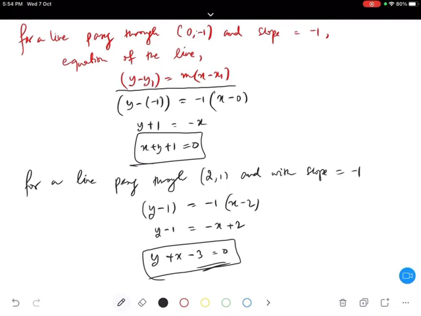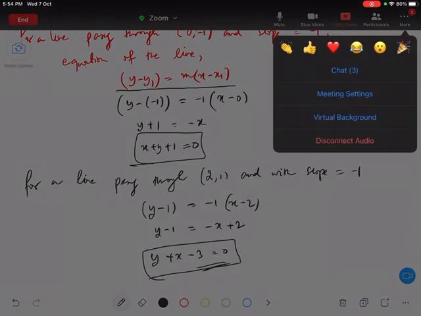One is x plus y plus 1 is equal to 0 and the other one is x plus y minus 3 is equal to 0. Understood?